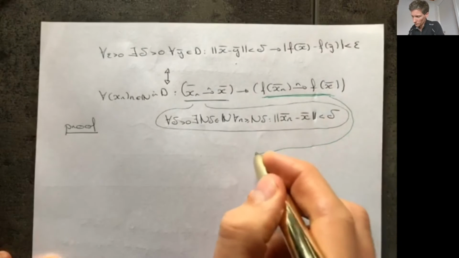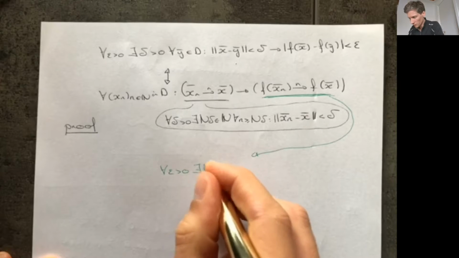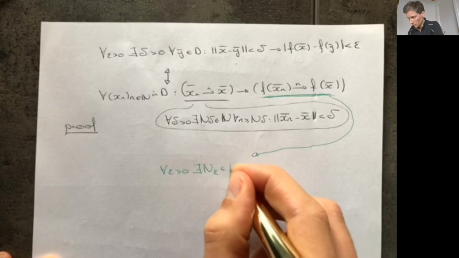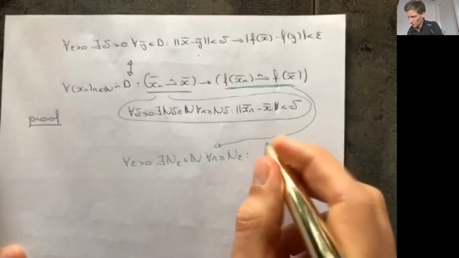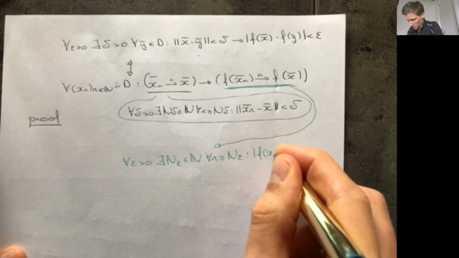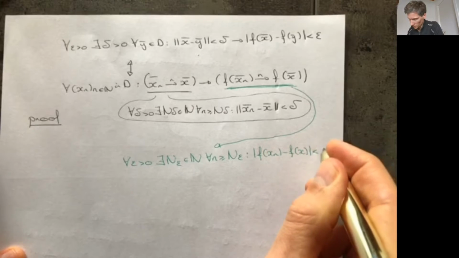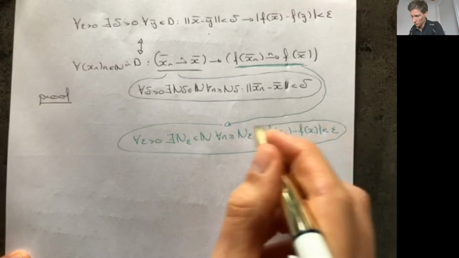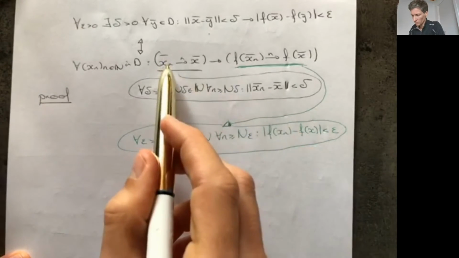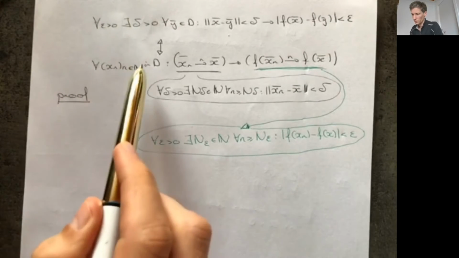Also this here, f(xn) converges to f(x). Well, this is the same as saying that for all epsilon bigger than 0, there exists an n_epsilon in the natural numbers such that for all n greater or equal to this n_epsilon, the distance between f(xn) and f(x) is smaller than epsilon. Okay, this is just rewriting the definition of convergence of a sequence for the convergence of this and the convergence of this. So let's now show first that the top implies the bottom.